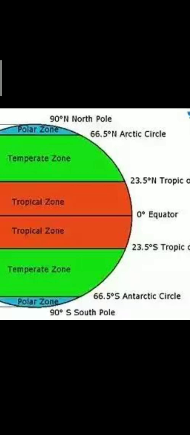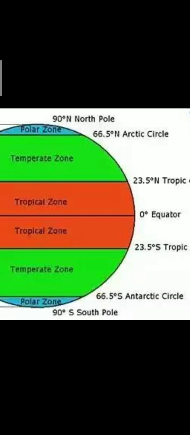Then Arctic Circle, what is the degree? 66 and half degree. And because it is in the north, you will write N. Same way, Antarctic Circle is in the south. And what is the degree of that? 66 and half degree. We will write S, south. Got it? And North Pole and South Pole, they both are 90 degrees. So, North Pole, how will we write? Because it is in the north, you will write 90 degree N, that is 90 degree north. And down in the south, what will you write? 90 degree S, means 90 degree south.